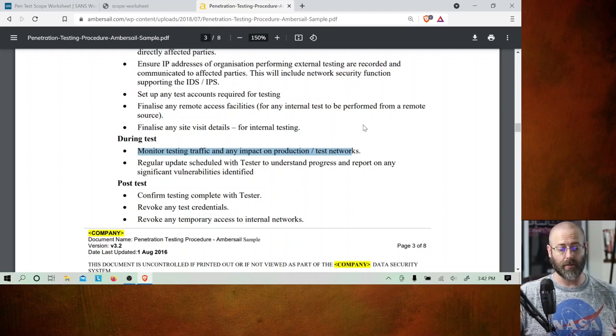It's going to cause a problem, or it is causing a problem. Regular update schedule with tester to understand the progress and report on it. You'll have a point of contact and you'll do debriefings with them, maybe daily, maybe weekly, maybe every other day, whatever it is. You guys got to set up that cadence and just follow it, right?